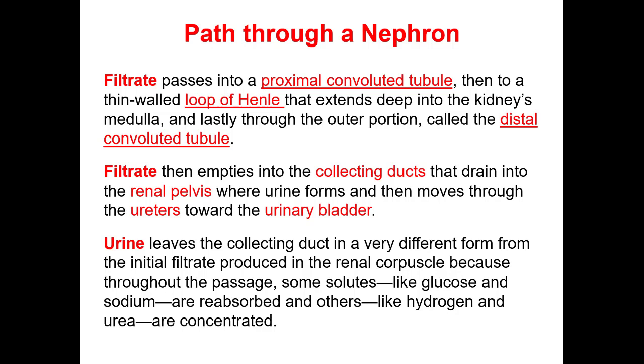Filtrate follows a path through the nephron where it passes into the proximal convoluted tubule, then to a thin-walled loop of Henle that extends deep into the kidney's medulla. This was highlighted by a darker brown in the previous slide. And lastly, through the final portion called the distal convoluted tubule. Filtrate then empties into the collecting duct that drains into the renal pelvis where urine collects and then moves through the ureters towards the bladder.